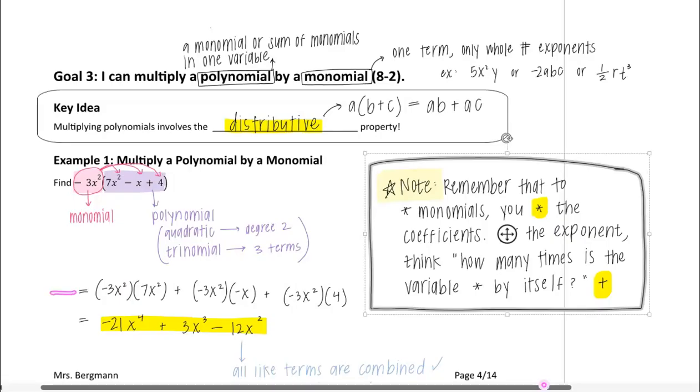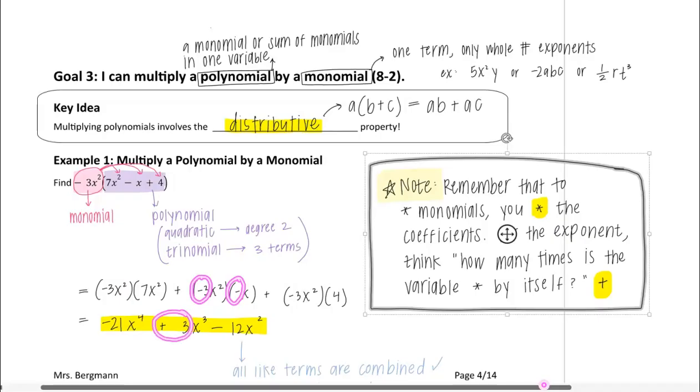You can eventually skip this step where you're actually writing it out each multiplied together, and you can multiply them in your head. But remember, when you're multiplying monomials, you're going to multiply the coefficients. So negative 3 times 7, that's how you get negative 21. And then you're going to add the exponents. So when you take x squared times x squared, you get x to the 4th. Because you're thinking, how many times is x multiplied by itself altogether? 4 times.